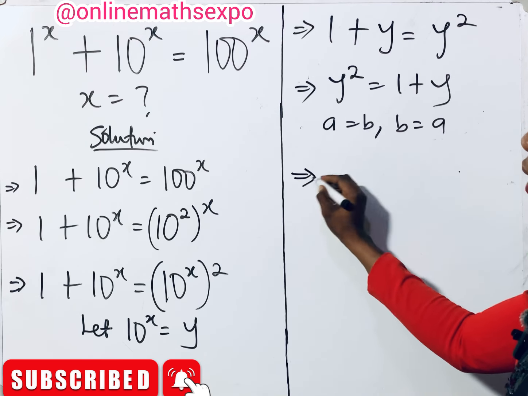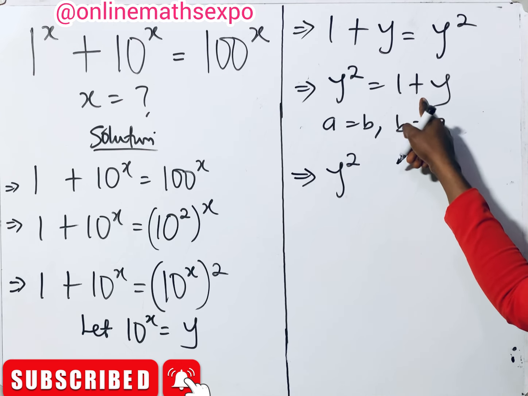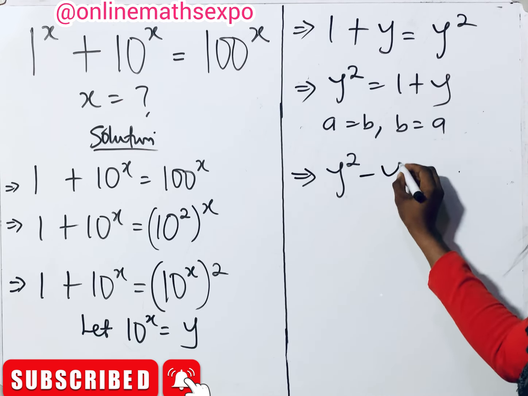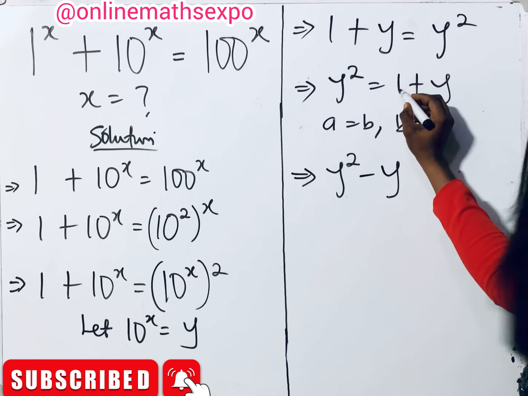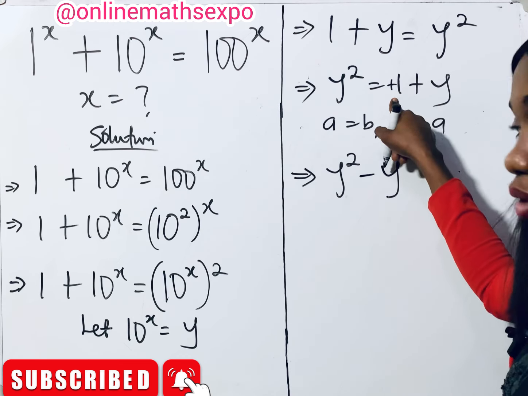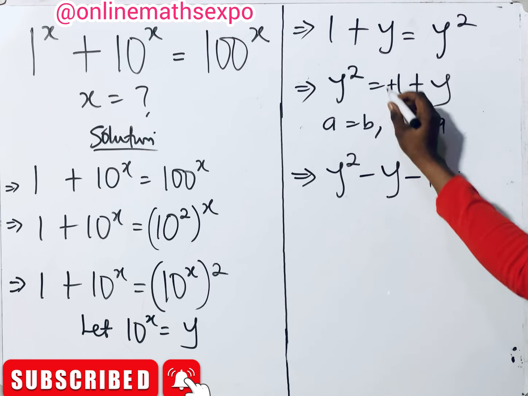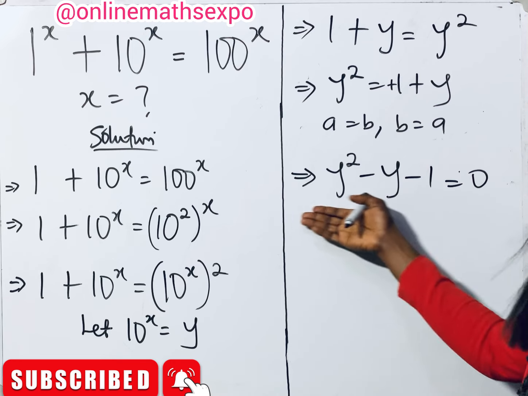So in that case, we are going to have y squared. Remember, this y is positive, so you subtract y from both sides. If you do that, you have negative y. Then this 1 is positive, so to remove it, you subtract 1 from both sides. So you have negative 1. And when you have removed this, you are left with 0. Did you see that? So this is what we have.